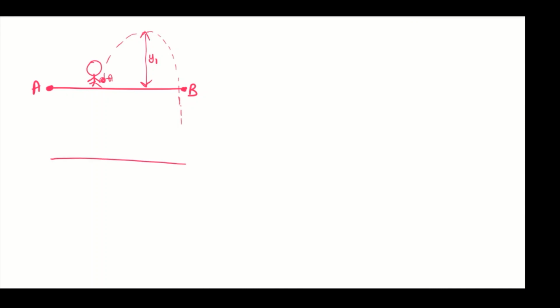So what we have here is this scenario where we have this bridge. Let's say the bridge is connected from this point A to point B, and then this person here is going to throw ball A vertically upwards, and it'll go down like this. So this is the height, which I'm going to indicate as y1, and then just below the bridge is the road.